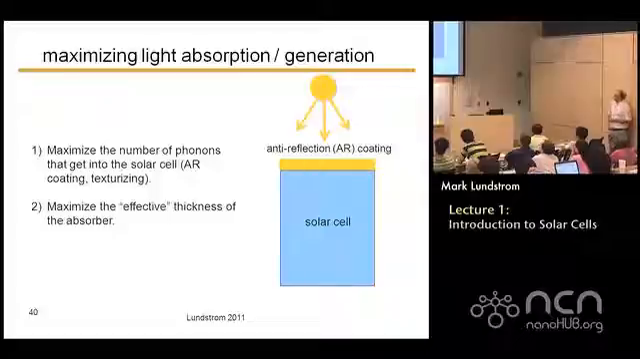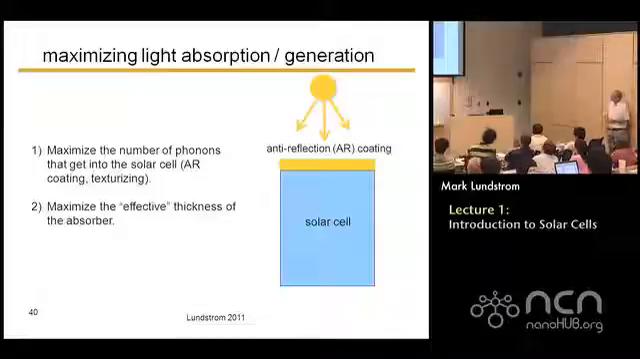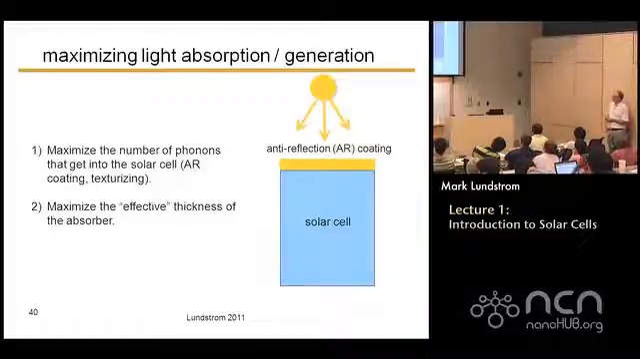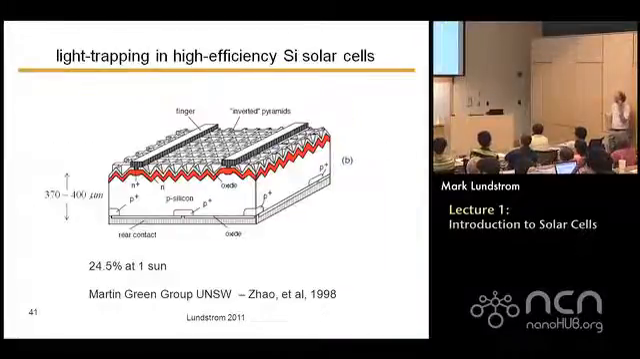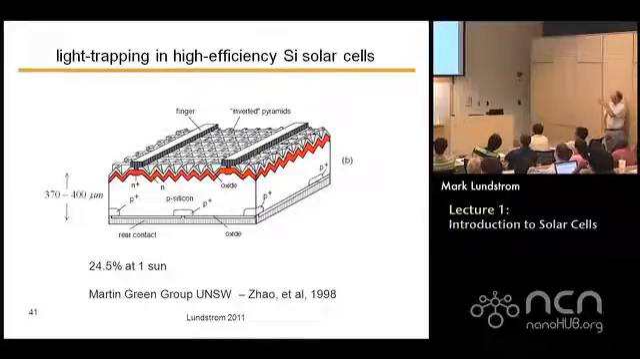Okay. So to get as many electron-hole pairs generated, we have to get the light in. So people do things like anti-reflection coatings to make sure you get as many photons in. And then you want to make the solar cell as thick as possible. But sometimes there are tricks that you can use to make it effectively thick. And this is one of the ways. So this is a record efficiency silicon cell from Martin Green's group at University of New South Wales. It's over 24% efficient.